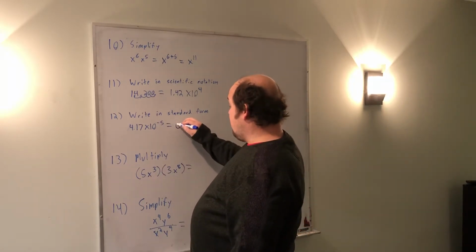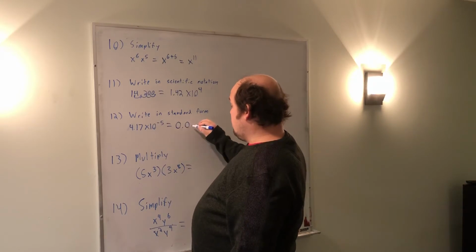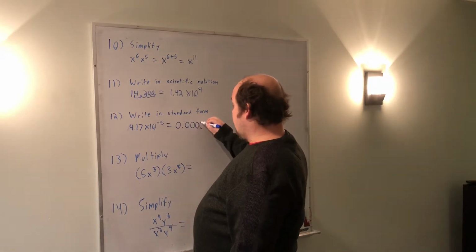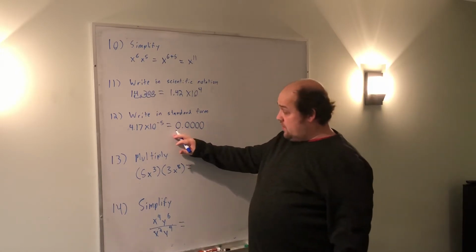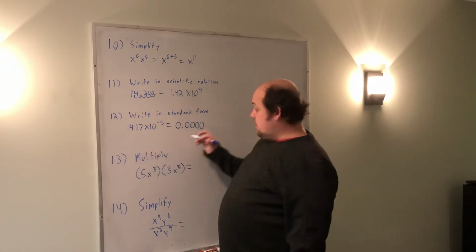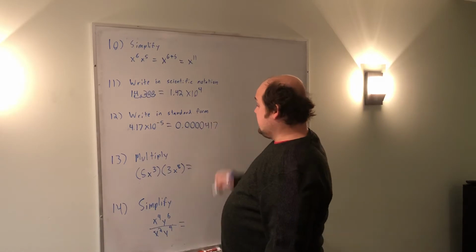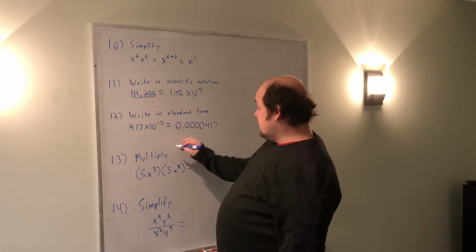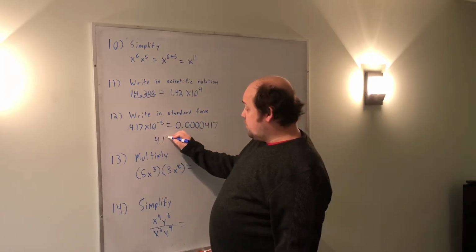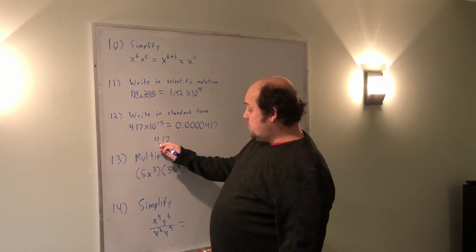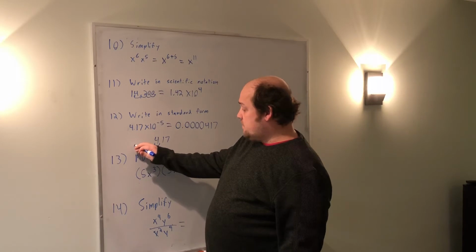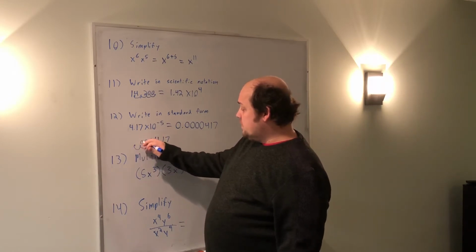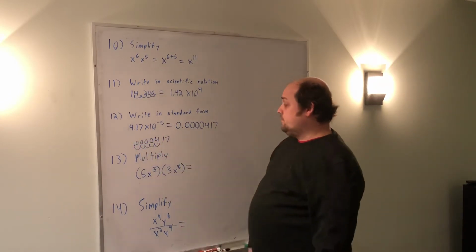So I need to put in 1, 2, 3, 4, 5. Now that I have my 5 zeros, including the one in front of the decimal, I can start writing the numbers I see. 417. The other way to see this is I could start at 4.17 and I could move the decimal place 1, 2, 3, 4, 5 spots, filling in 4 zeros after the decimal.